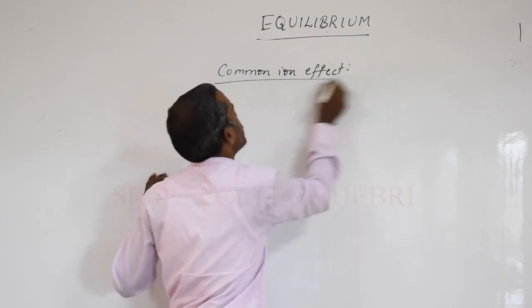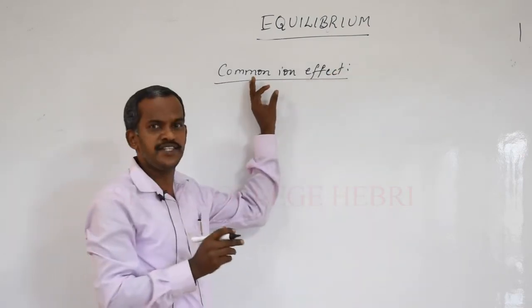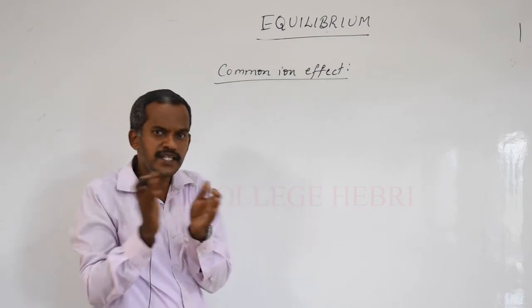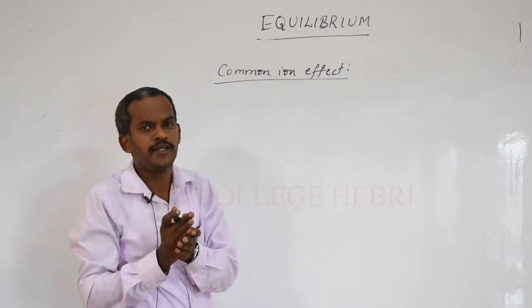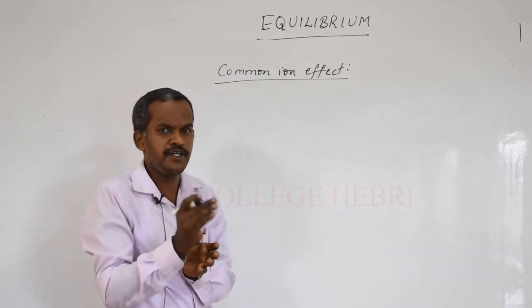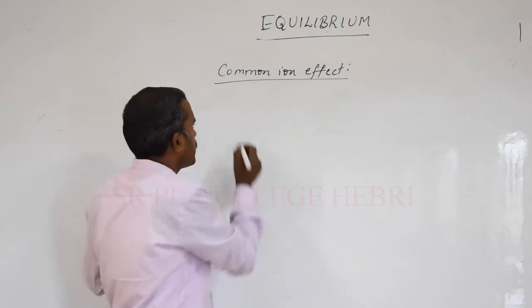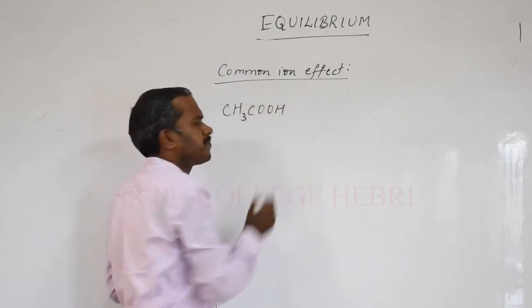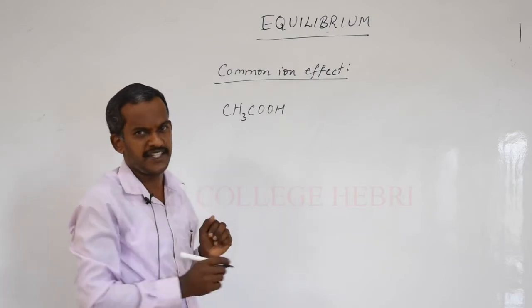As the name itself indicates, in the presence of a common ion in the equilibrium, there is a shift of equilibrium. Okay, so how can the common ion effect be explained? Before I tell you the definition, let me give you a simple example. Let me take a weak acid, acetic acid, CH3COOH. You all know acetic acid is a weak acid.